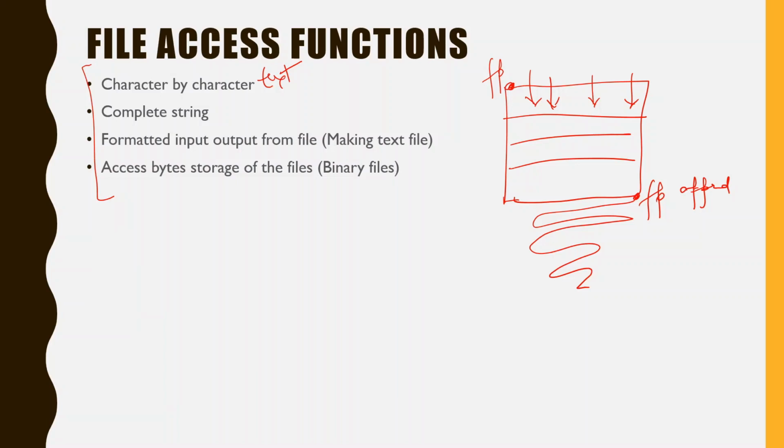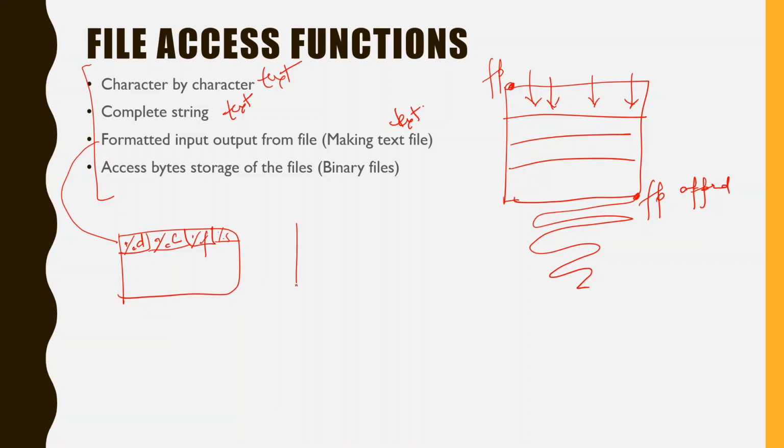Then we have formatted input and output from the file. Okay, so this is also text mode, where some formatted input and output is done. Now what do you mean by formatted input output? It means they will be stored in the file, but they will maintain their format. That is, if it is an integer, it is going to maintain it. If it is a character, it is going to maintain it. And if it is a float, it is going to maintain it. If it is a string, it is going to maintain the format. Similarly it maintains for long and others.